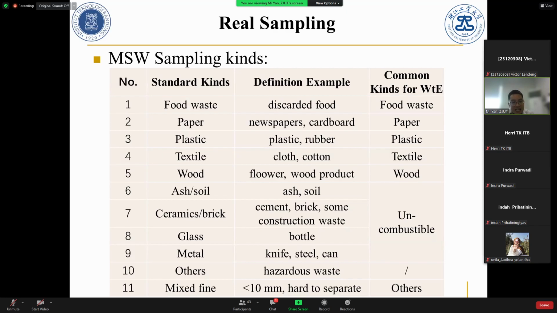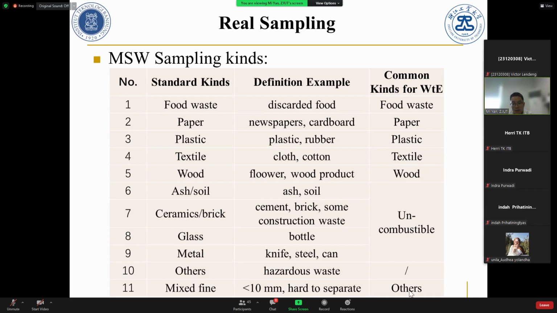And according to the standard, the MSW should be divided into 11 kinds, including food waste, paper, plastic, textile, wood, ash, glass, metal, others, and mixed fats. But for the WTE, we only collected at least food waste, paper, plastic, textile, wood, uncombustible, and others.